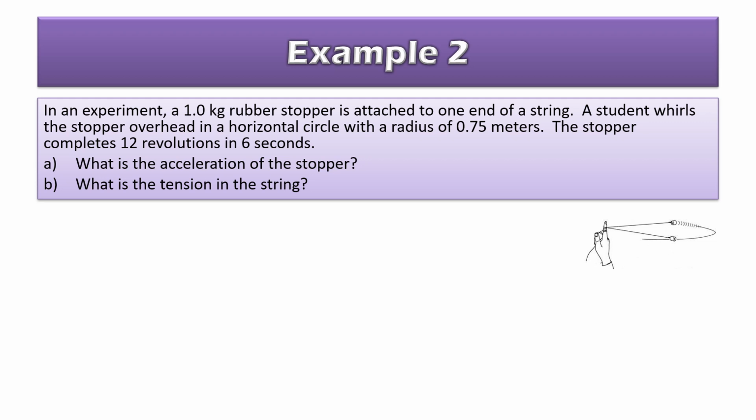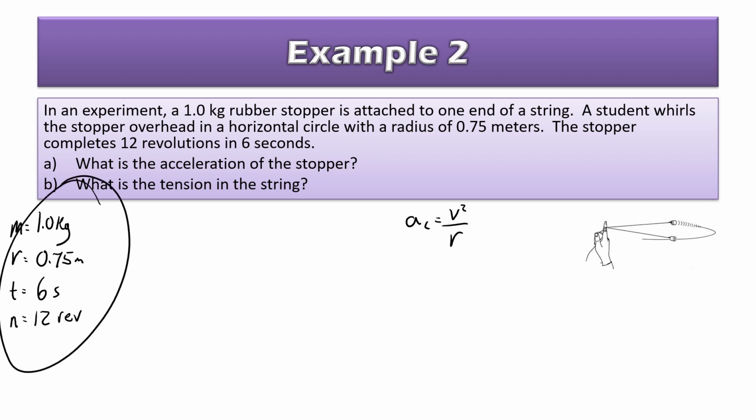So let's start by writing our given information on the side. It says 12 revolutions in 6 seconds, so I'm going to use the letter N for the number of revolutions. So you could even do 12 revs like that, okay? All right, so we want to be able to say what is the acceleration. We want to use a_c is equal to v squared over r. Well, we don't know what the velocity is, but we could find the tangential velocity. v is equal to 2 pi r over the period. And we also don't know what the period is, so we have to calculate the period.